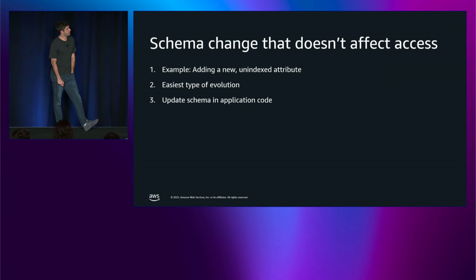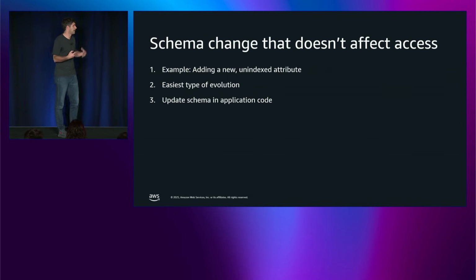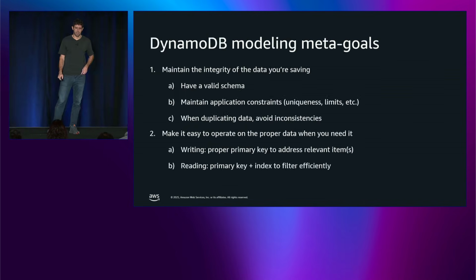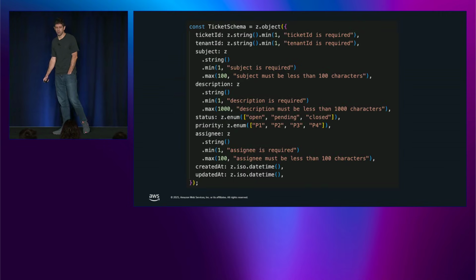So this is the easiest type of evolution. Again, what you want to do is update that schema in your application code. That's going to be mostly where you handle that. Add default values, change your schema to handle that. So we talked about having that valid schema, that modeling meta goal before.